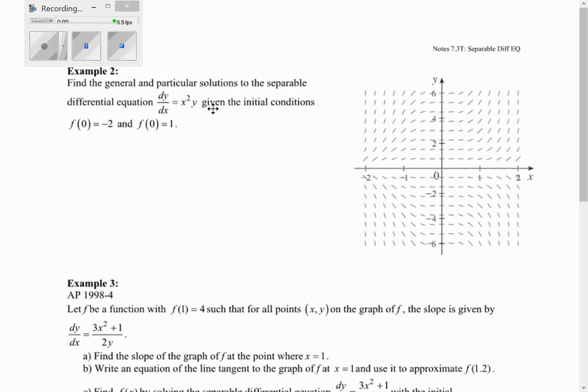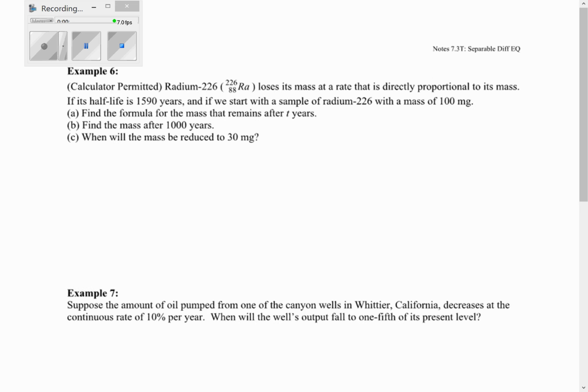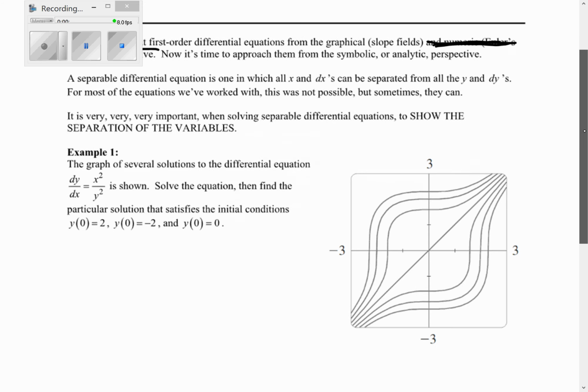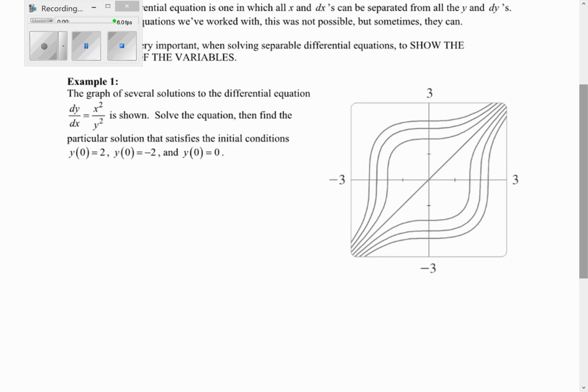Alright, separable differential equations. Skipping a couple pages here. We've already graphed some of these, and we didn't do the numeric method, so just ignore that. That's a BC topic, and I don't feel like we need to take the time to do that right now. Alright, on to example 1.